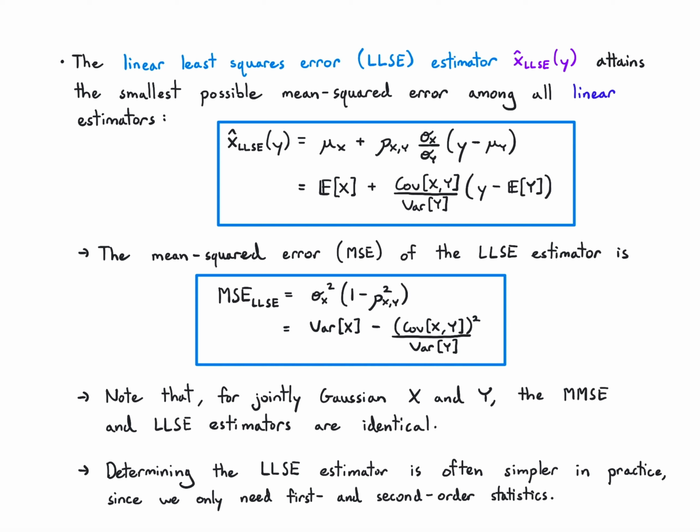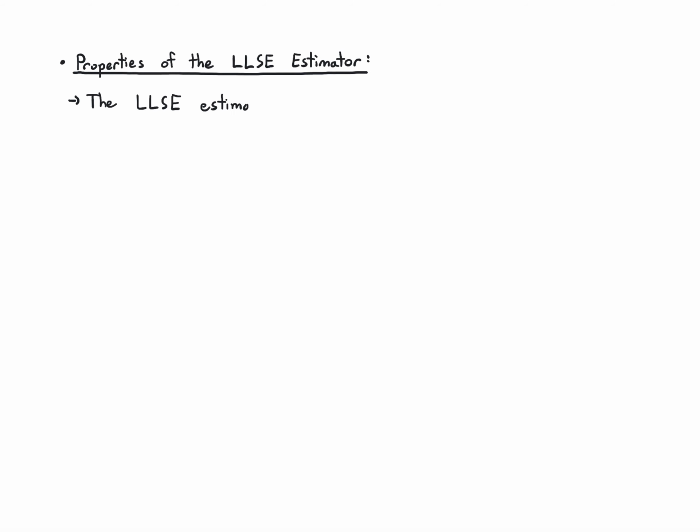But maybe I'm losing something. What are its properties? Well, it has very similar properties to the MMSE estimator. Let's just review. So the LLSE estimator, it turns out that it's also going to be unbiased, meaning that if I average this estimator, I get the average of x, which is good. So it, on average, is getting the right value.